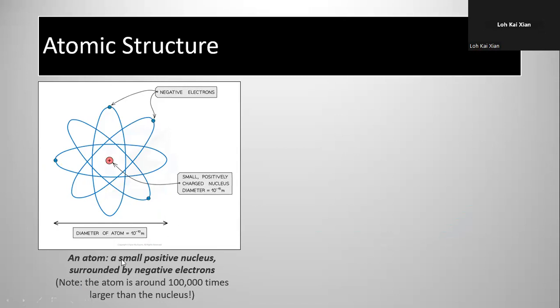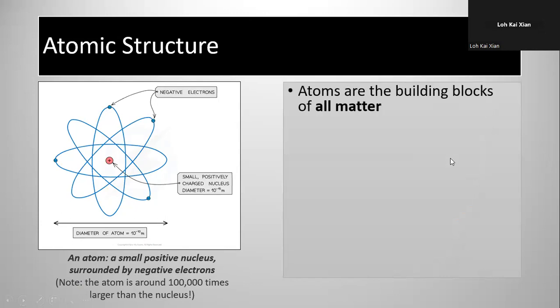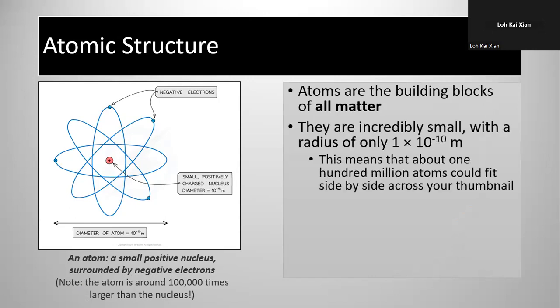An atom has a small positive nucleus surrounded by negative electrons. That's the old picture. Atoms are the building blocks of all matter. They are very small, about 1 × 10 to the power minus 10 meter. This means about 100 million atoms could fit side by side across your thumbnail. Just imagine that, a huge number.